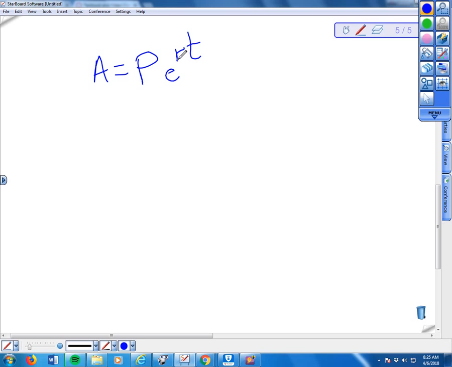Okay, so if you've got an interest rate problem and they say it's continuously compounded, you're going to use this formula. If you have population growth and they say it's continuously growing at this rate, you're going to use this formula. If you have a radioactive decay problem with an isotope that's continuously compounding or decomposing, if you will, at a certain rate, you're going to use this formula.